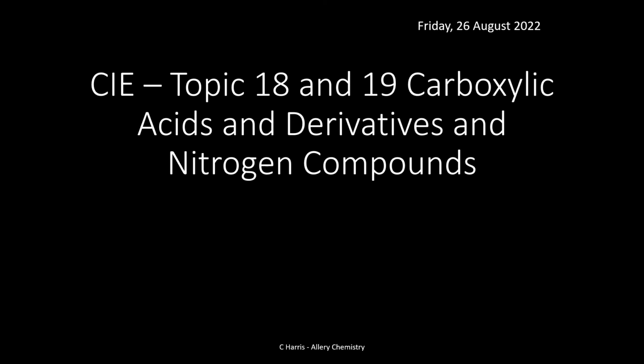This video is on carboxylic acids, derivatives and nitrogen compounds. Basically it's topic 18 and 19 mashed together. Obviously this is for the CIE specification, the Cambridge Internationals. So if you're studying the Cambridge Internationals syllabus, then this video is perfect for you. As the name suggests, we're going to be looking at carboxylic acids, derivatives of them, for example esters, and some compounds that contain nitrogen as well.